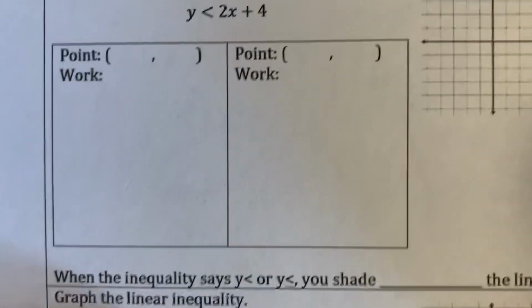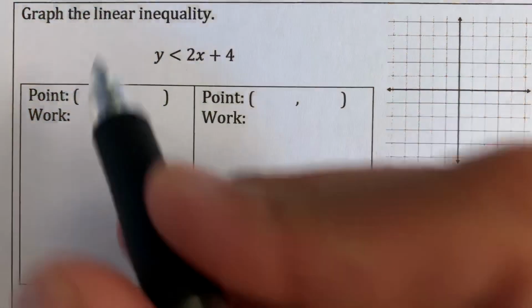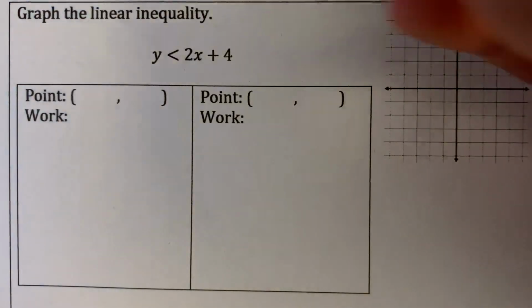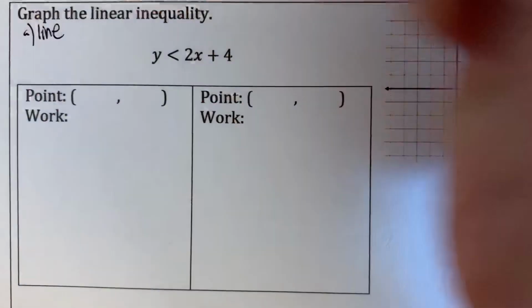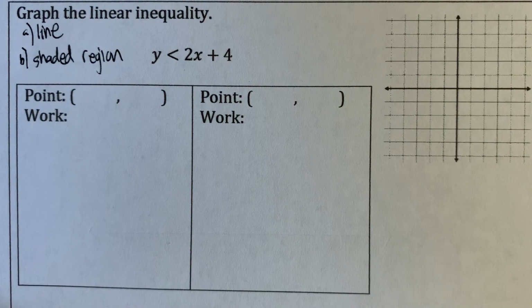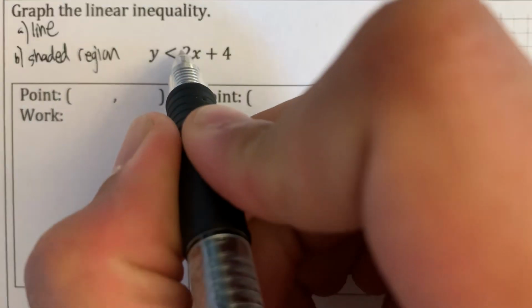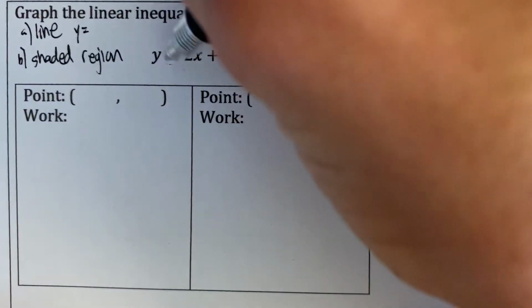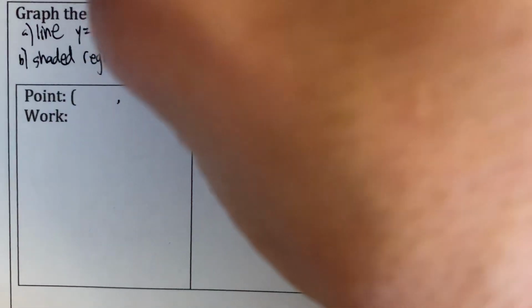So let's go ahead and graph this linear inequality: y is less than 2x plus 4. Right when you see graph this linear inequality, you should remember that it needs two important things: a line, and a shaded region. Sorry, I know my hand is in the way. We have a line and a shaded region, so we have to get the line first. In order to get the line, all we have to do is swap our inequality temporarily with an equal sign. So to graph the line, we're going to change this to y equals 2x plus 4.